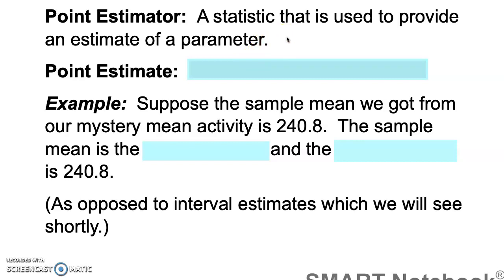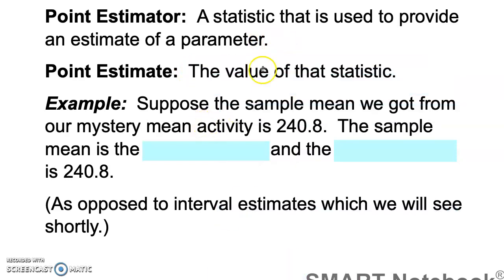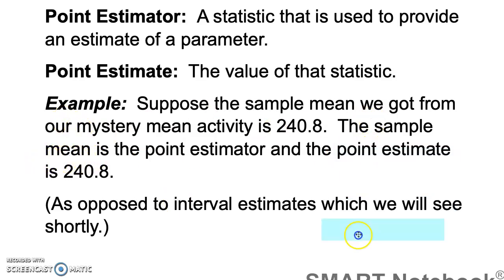We have no way of knowing that, but we could estimate by using sampling activities. The point estimate is the value that we get when we take our sample. So the point estimator is the statistic we're going to use. The point estimate is the value of the statistic. Suppose we got 240.8 from our example. That means the sample mean is the point estimator. So the sample mean is the statistic that we're interested in, and the point estimate is 240.8.